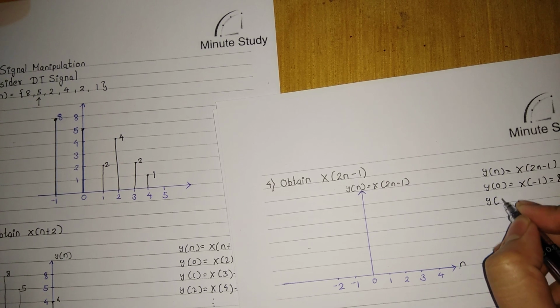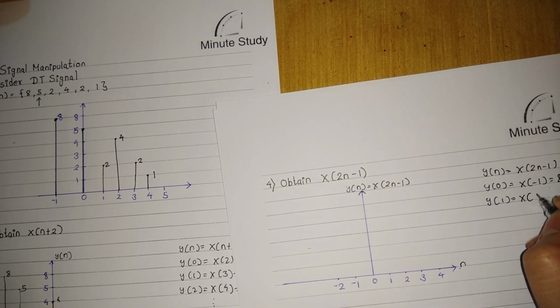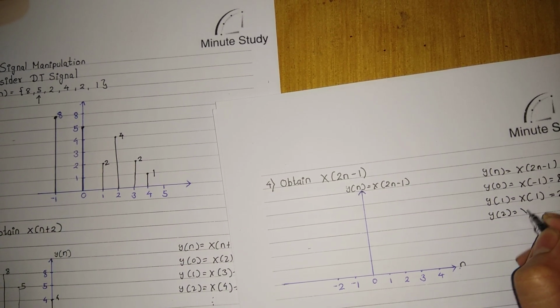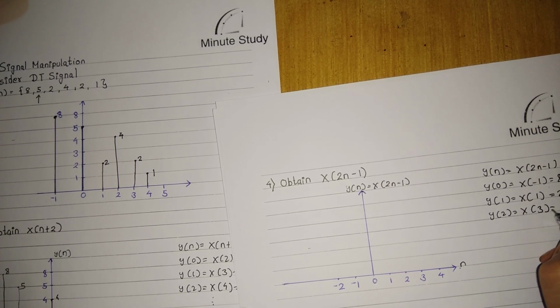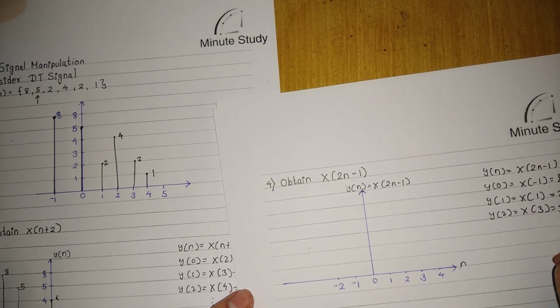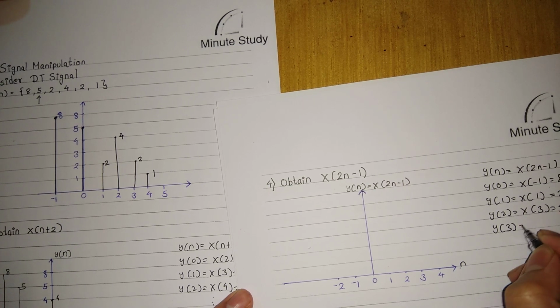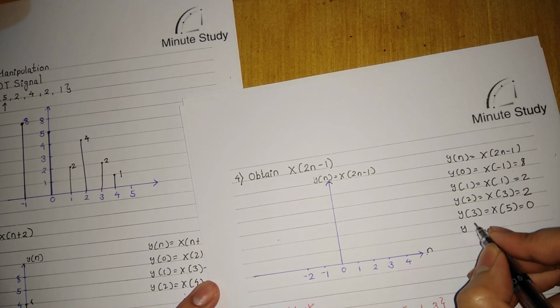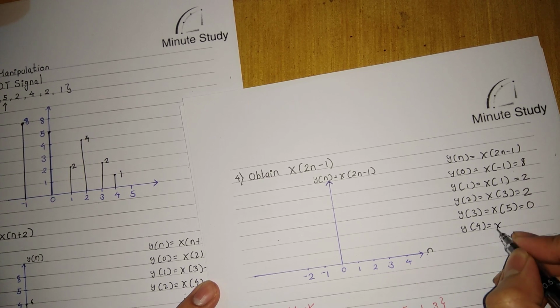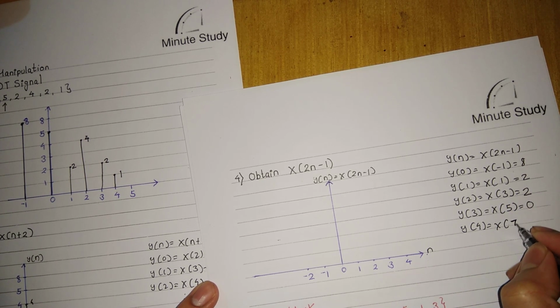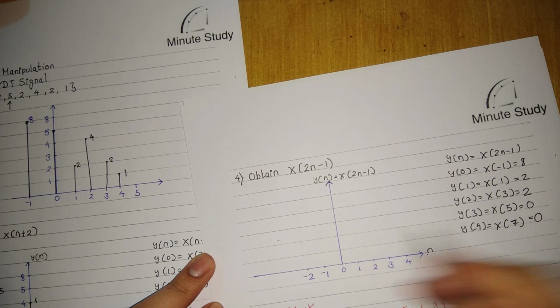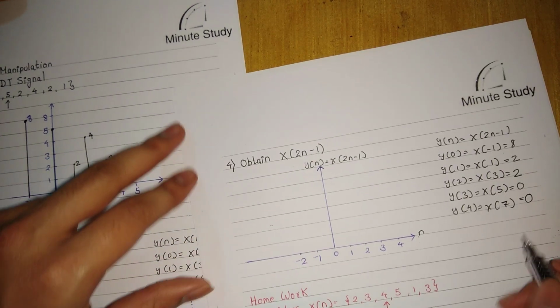Then y of 1 is equal to x of 2 minus 1, which is 1, so x of 1 is 2. Then y of 2 is equal to x of 2 twos are 4 minus 1 is 3, so the value of x of 3 is equal to 2. Then y of 3 is equal to x of 3 twos are 6 minus 1 is 5, so x of 5 is equal to 0. Then for n equal to 4, it will be x of 4 eights are 8 minus 1 is 7, and for sample n equal to 7 we have a 0. So even if we solve ahead, we will be getting a 0 value.